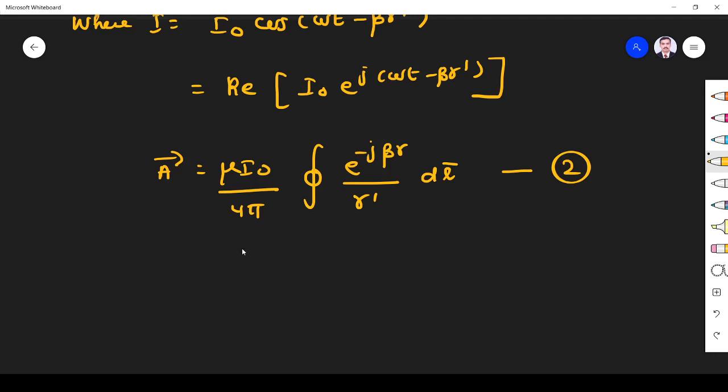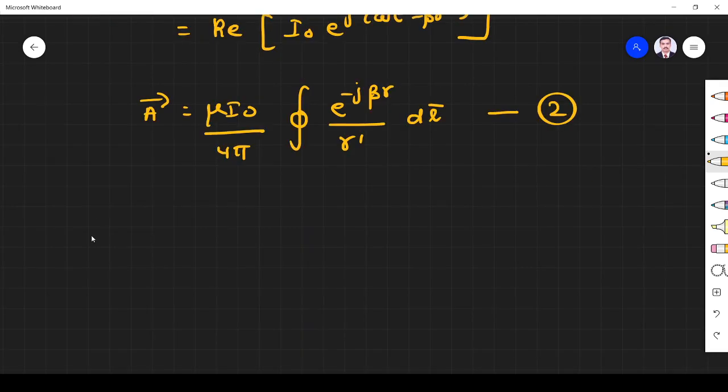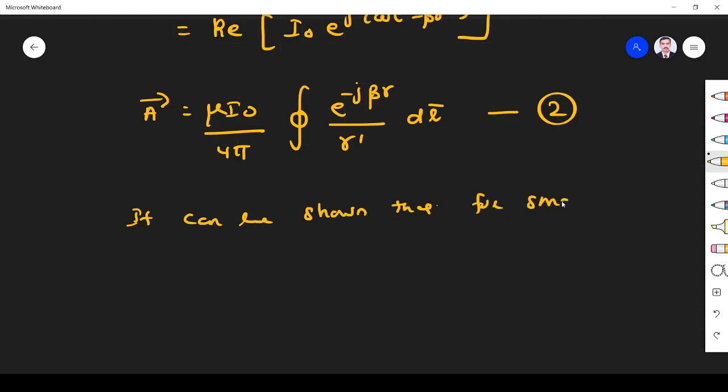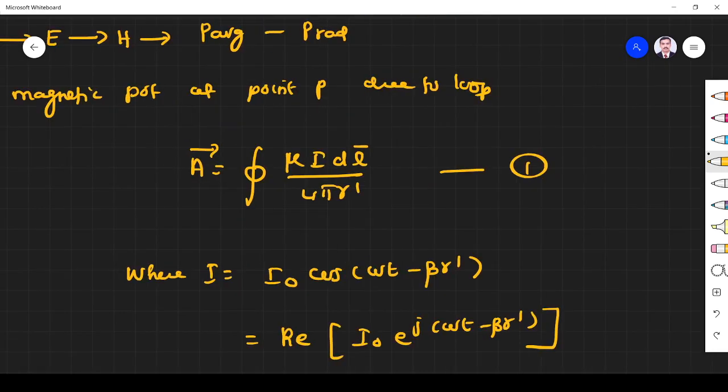But we can show that, for a small loop, we are analyzing only a small loop. Small loop indicates the radius of the loop must be far less than lambda. For a small loop, r dash is approximately equal to r. Yes or no? Of course it's yes only.